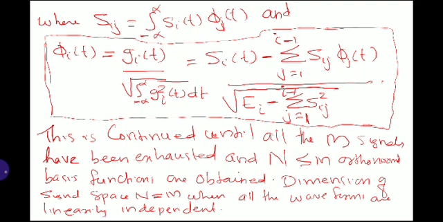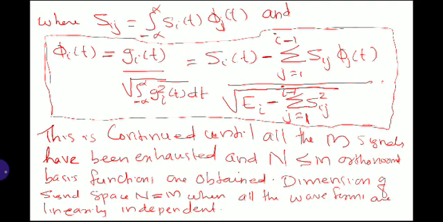So the new basis function can be represented as the normalized value of Gi of t, that is Gi of t with its energy made to 1. So Gi of t by root of its energy. So phi i of t is Si of t minus sigma j equal to 1 to i minus 1 of Sij into phi j of t, by root of Ei minus sigma j equal to 1 to i minus 1 of Sij square.